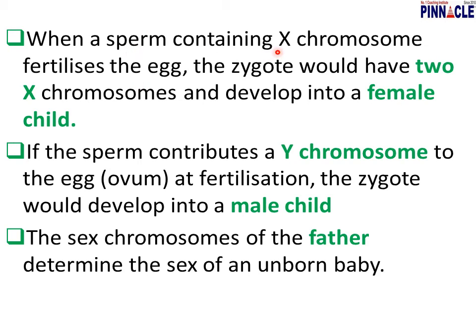When a sperm containing an X chromosome fertilizes the egg, the zygote would have two X chromosomes and develop into a female child. Otherwise, if the sperm contributes a Y chromosome to the egg at the fertilizing stage, the zygote would develop into a male child. The sex chromosome of the father determines the sex of the unborn baby.